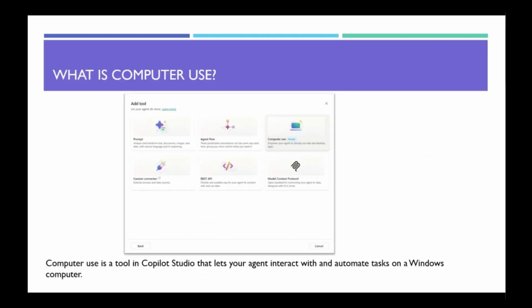What is computer use? Computer use is a tool in Copilot Studio that lets your agent interact with or automate tasks on a Windows computer. Here, you can see this is the computer use tool that is selected.